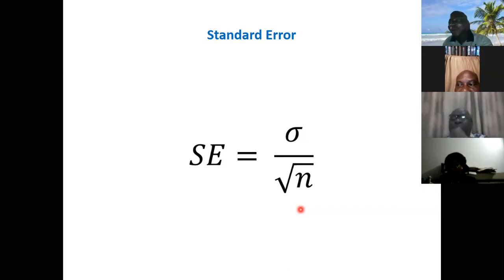So standard error, I've told you two things. It shows the variability of the attribute. The second is that it shows how precise your estimate is.